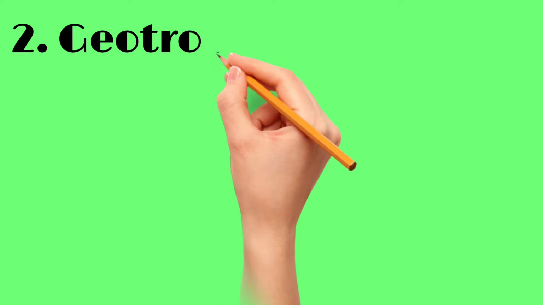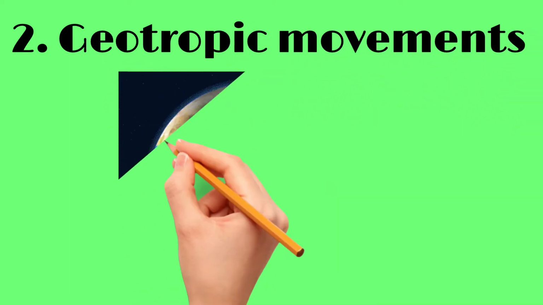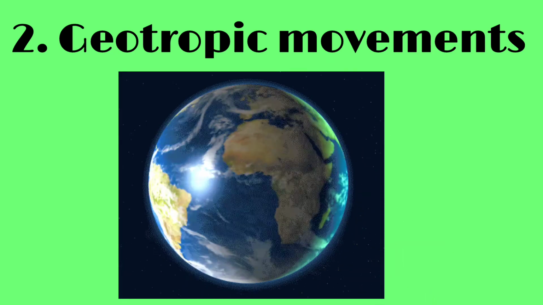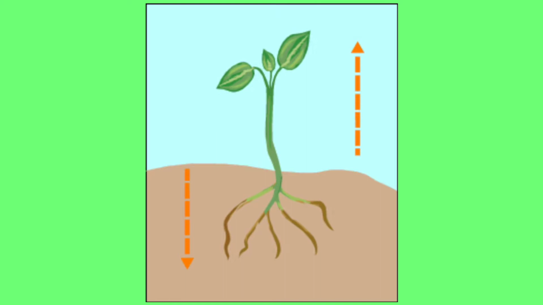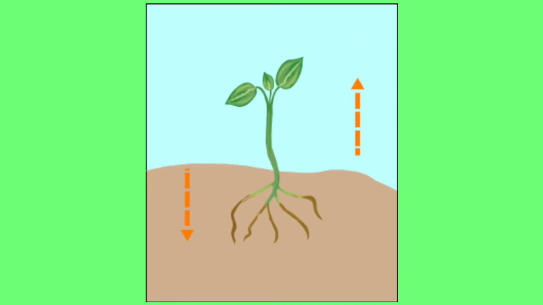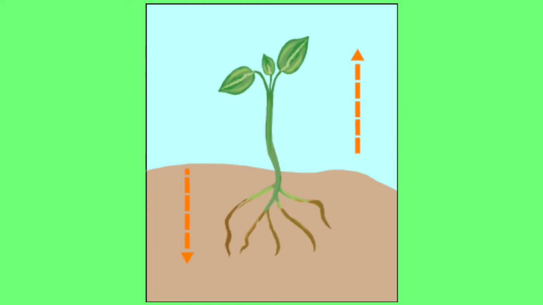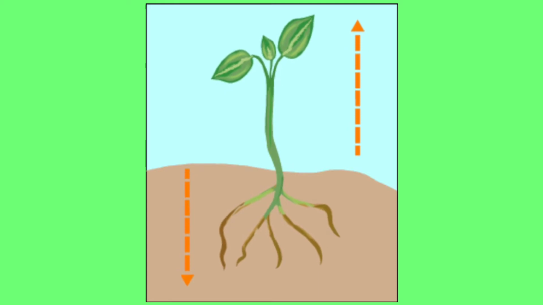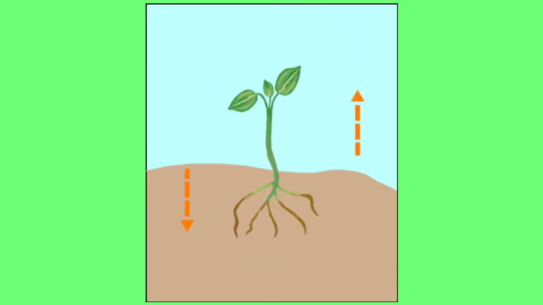Second type is geotropic movements. In these movements, plant parts move in response to gravity. For example, stem moves away from the gravity or earth. So we can say stem is negatively geotropic. On the other hand, roots move towards the gravity or earth. So we can say roots are positively geotropic.